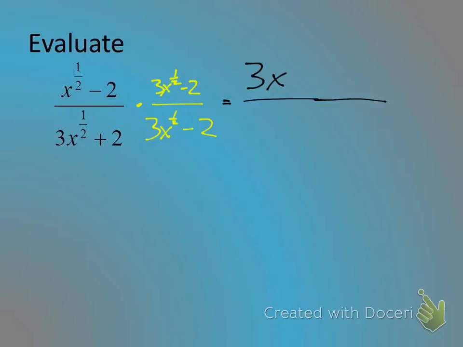All right, so that's your first FOIL. Now I'm going to show all 4 FOILs on top and bottom just so you know I'm showing my work nice and neat. X to the 1/2 times 3x to the 1/2 is 3x. X to the 1/2 times -2 gives you -2x to the 1/2. Next, -2 times 3x to the 1/2 gives you -6x to the 1/2. Multiply your coefficients, add up your exponents. Last FOIL, -2 times -2 gives you plus 4.